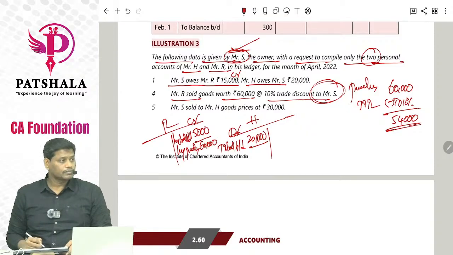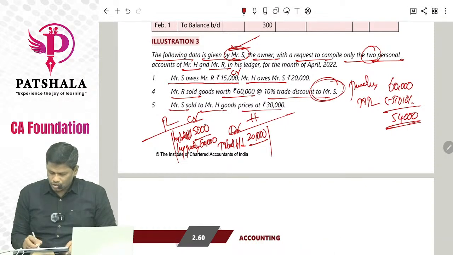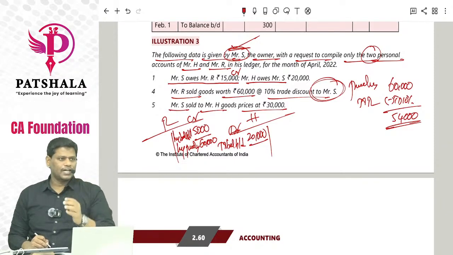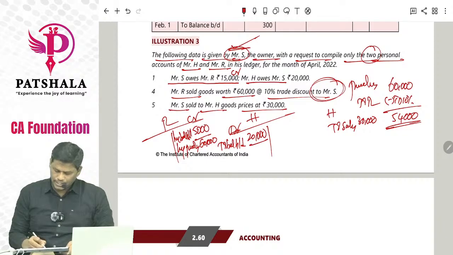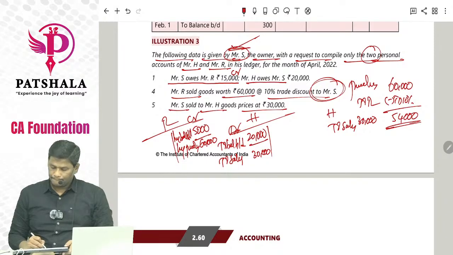Clear? Next. Mr. S sold goods to H at the price of 30,000. What is the entry when we sell to H? We are selling to H. H is the receiver. Debit the receiver. H to sales. How much? 30,000. H account, to sales 30,000. That's it, right.